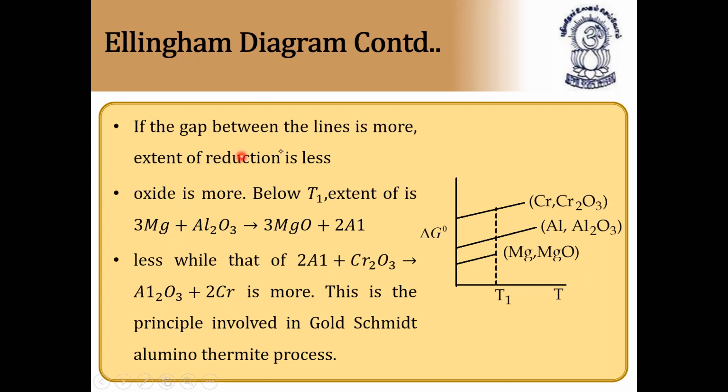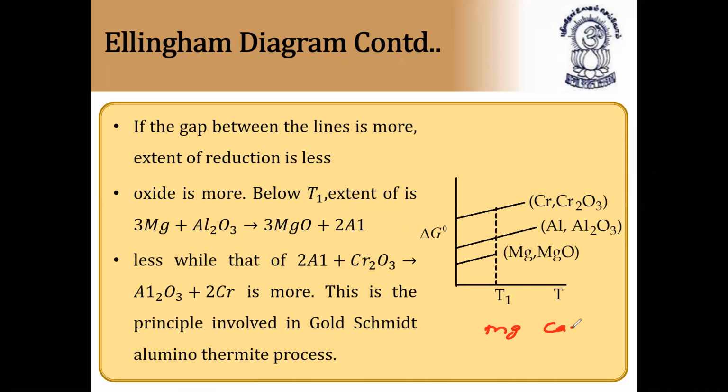You can say here the gap between the lines is more, the extent of reduction is less. So if the gap between the lines is more, the extent of reduction is less. Below T1, the extent of oxide is more. So here by this what you can understand, magnesium can displace aluminum.